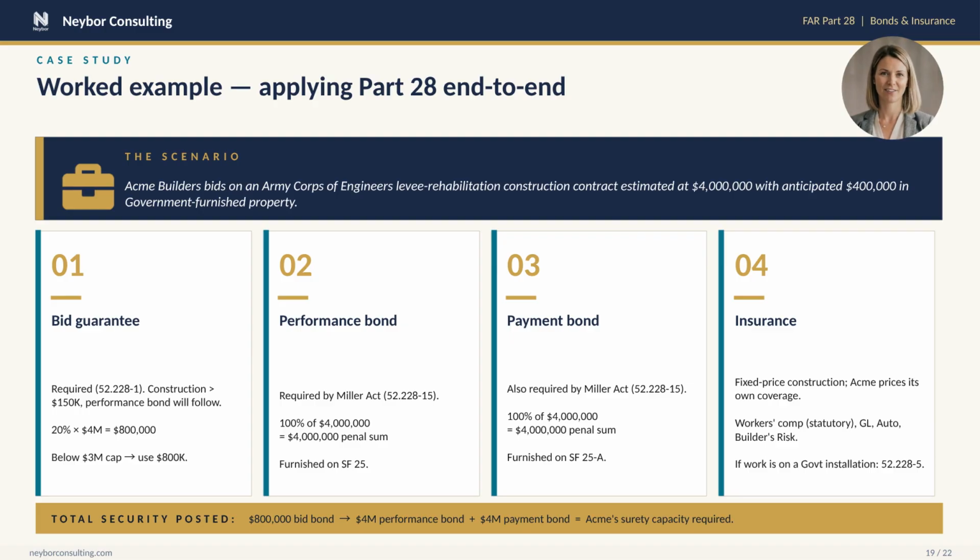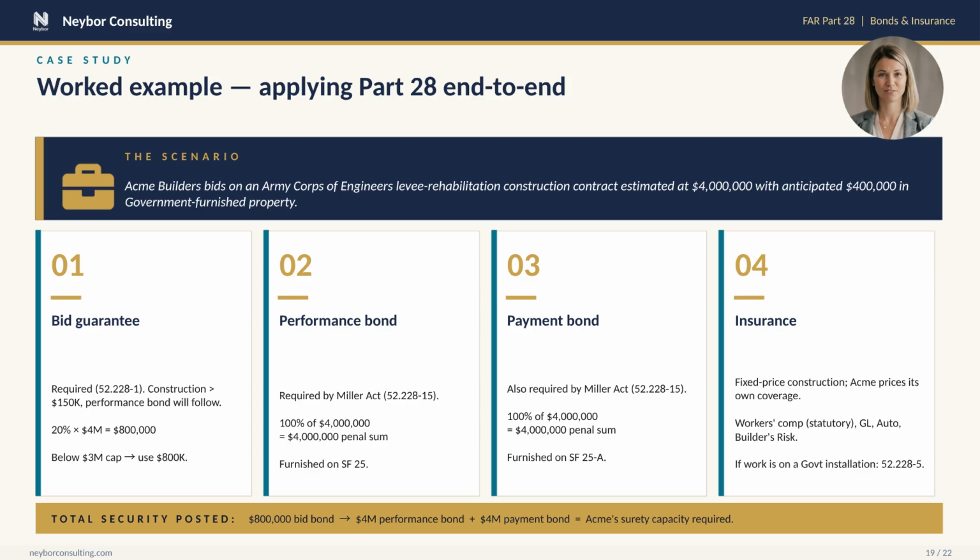Let's bring everything together with a worked example. Acme Builders is bidding on a $4 million Army Corps of Engineers levee rehabilitation contract, with about $400,000 of government-furnished property anticipated. Walk through the 4 steps with me. Step 1, bid guarantee. Because this is construction over $150,000, a performance bond will be required, and that triggers the bid guarantee requirement under 28.101-1 and Clause 52.228-1. 20% of $4 million is $800,000, well below the $3 million cap, so the answer is $800,000.